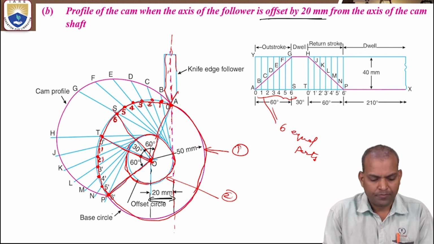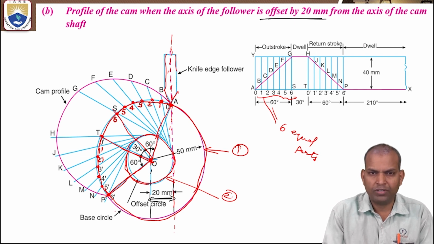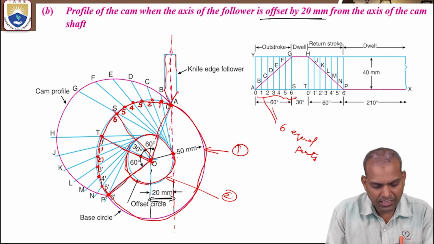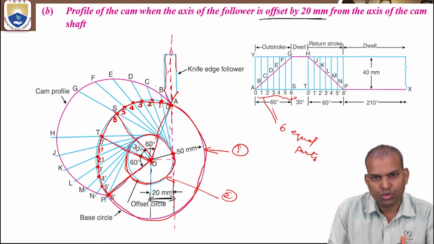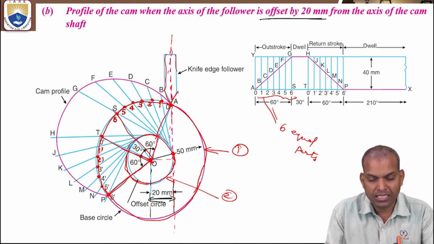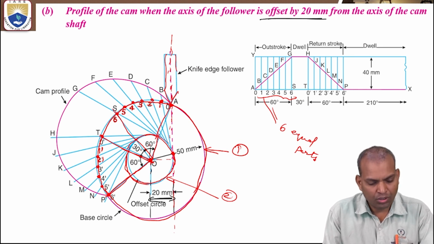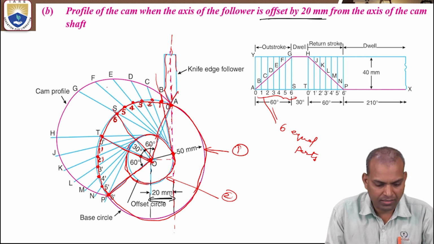Now, very important. In the previous case, the axis of the follower was passing through the center of the cam. Now, here it is not passing through. What to do? We have to draw tangent lines. The lines should be tangent lines passing through the division points. So the division points are 1. We have to draw a tangent line passing through it and touching the offset circle.